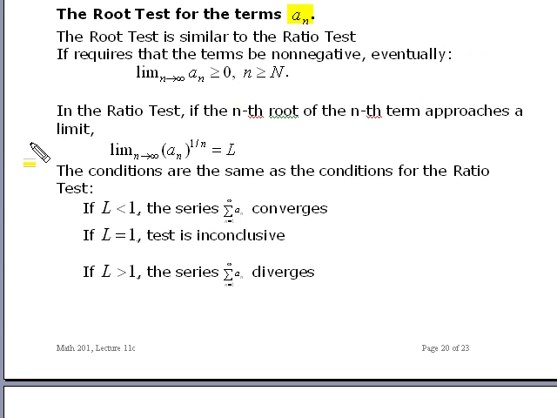All right, in this root test, you take the nth root of the nth term, and you look at the limit as n goes to infinity. Right, here's that limit L. And then the conditions are the same as for the ratio test. If L is less than 1, the associated series converges. If L is equal to 1, the test is inconclusive. If L is greater than 1, then the associated series diverges.